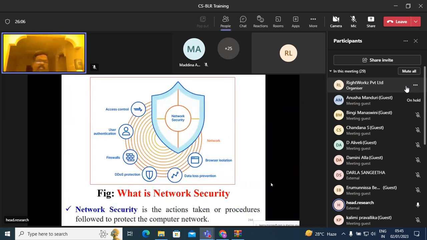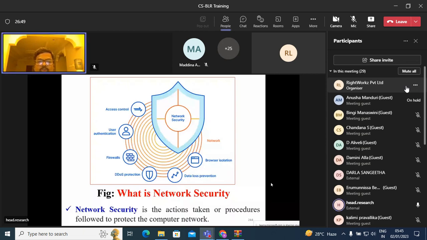Okay. Then if you see the diagram, what is network security? It is the actions taken or procedures followed to protect the computer network information, that is called sensitive data information. From the various cyber attacks like DDoS, we need to protect the company's sensitive data by applying various cybersecurity tools and techniques to prevent the sensitive information.